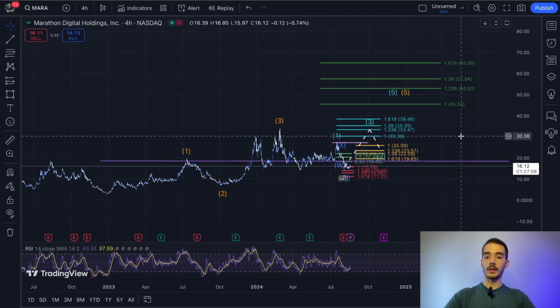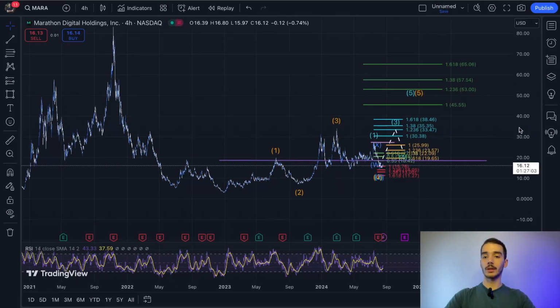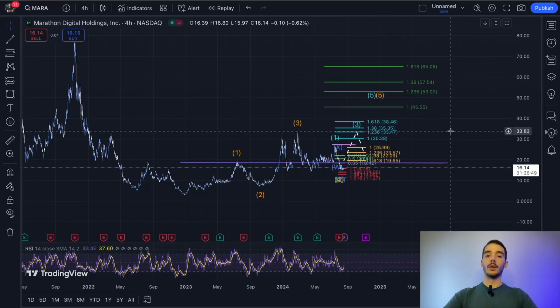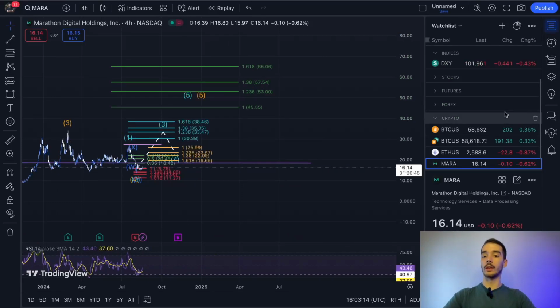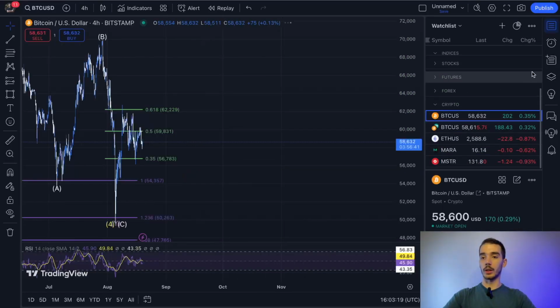What that means is that it gives us a pretty good estimated level to look at for the next leg up, based purely on Mara's price trend, right? But understanding that Mara is highly influenced by Bitcoin, and that is their core business, this is also represented by my Bitcoin estimate. Let me see if I can bring it up.